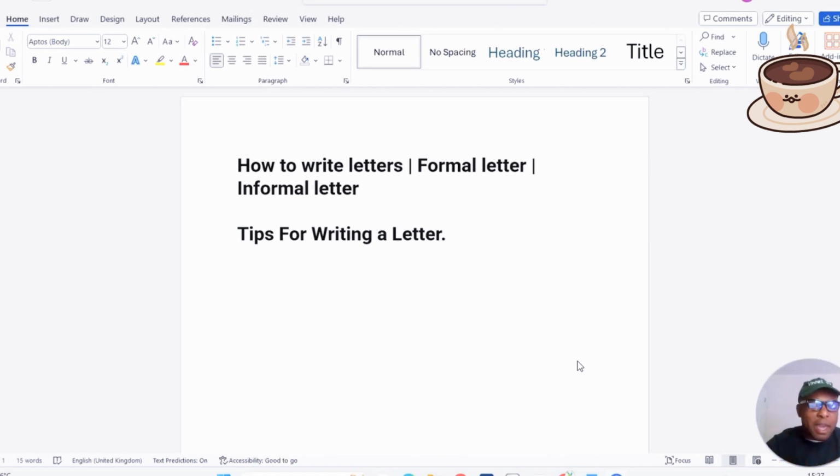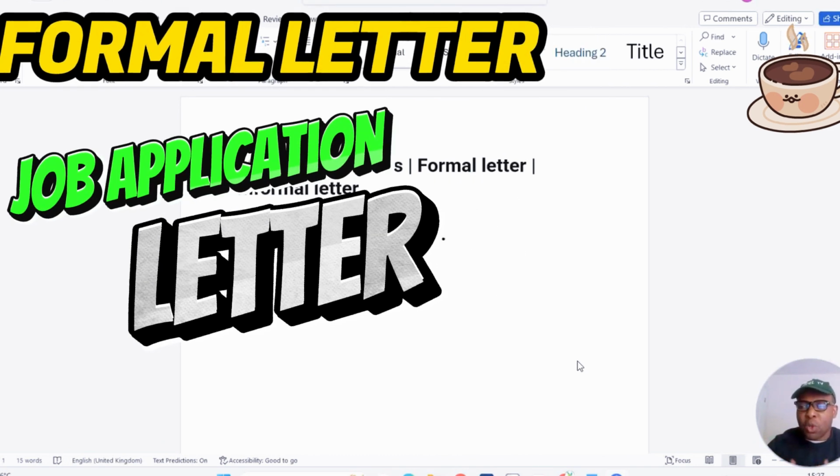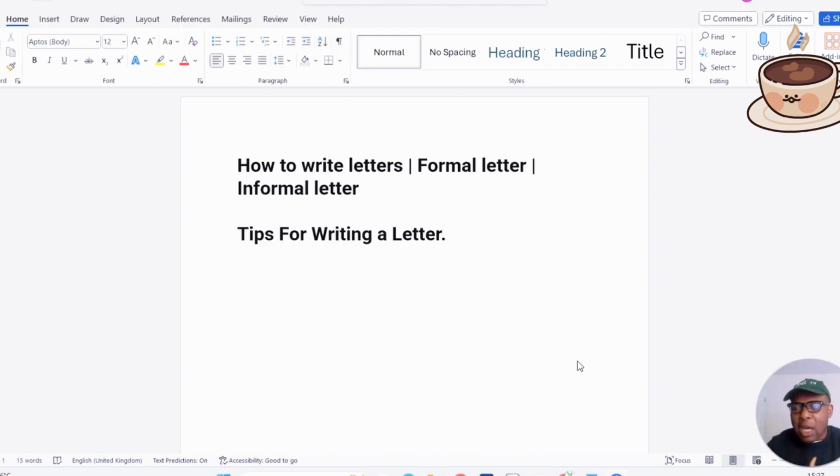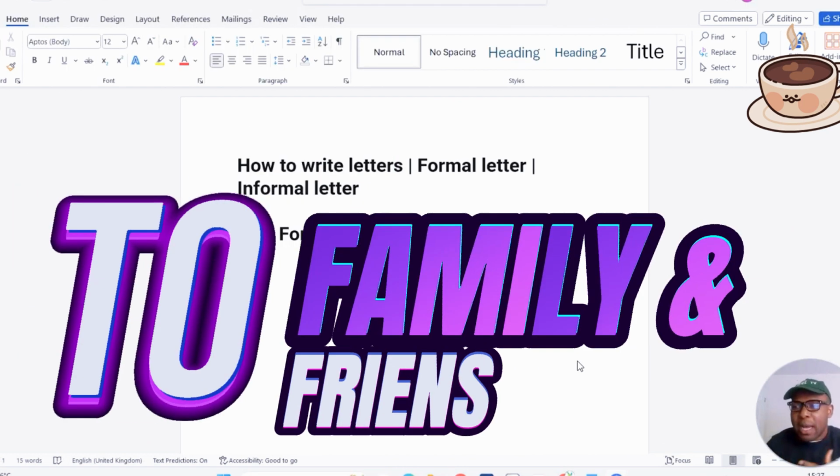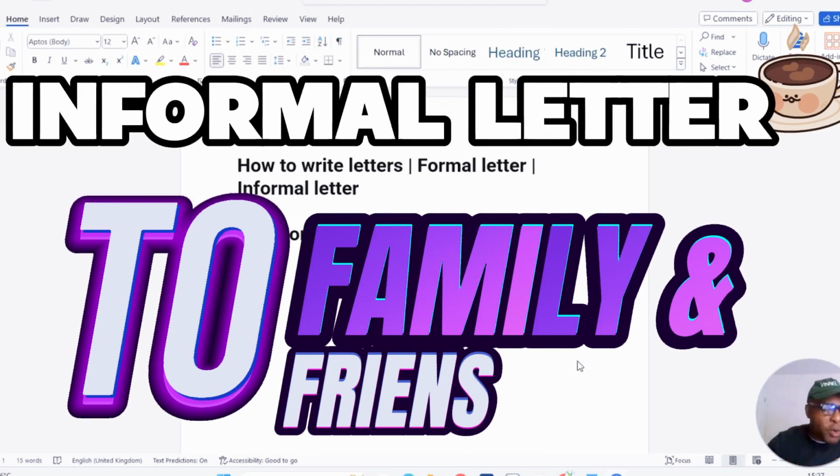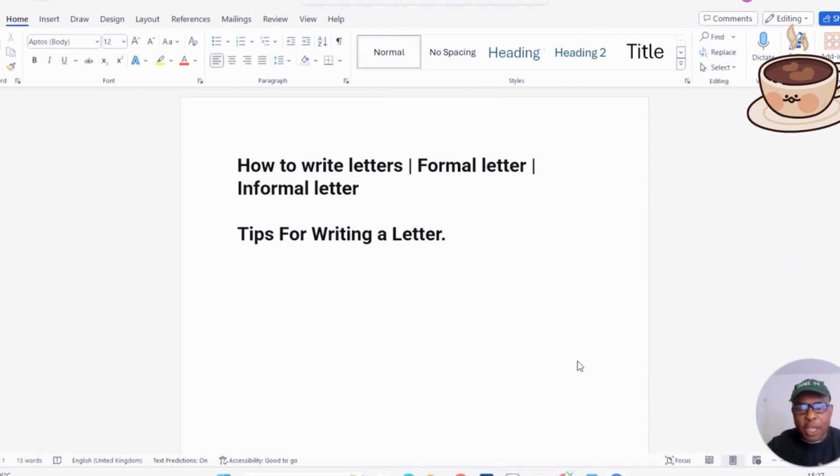A letter can be formal, for example, a letter being used to apply for a job. A letter can also be informal, for example, a letter to somebody you know, telling them of your experience of a holiday you travelled to or a place you have visited before, asking them to go and visit the same place.